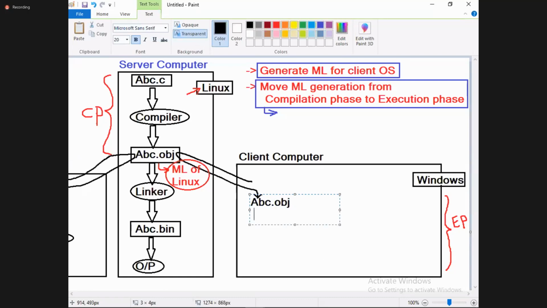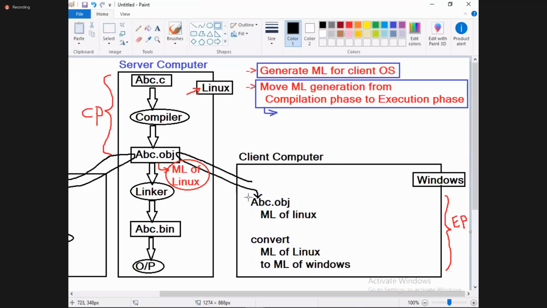The abc.obj file contains machine language of Linux. Then you convert the machine language of Linux to machine language of Windows. So first you download the abc.obj file which contains machine language of Linux, then you try to convert the machine language of Linux to machine language of Windows. Hey, is it possible to convert Telugu to Telugu?